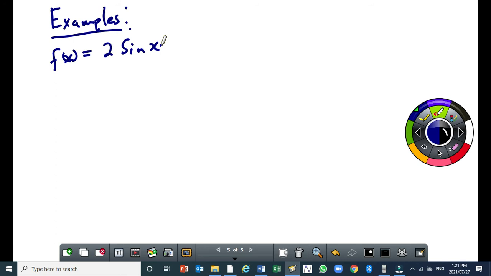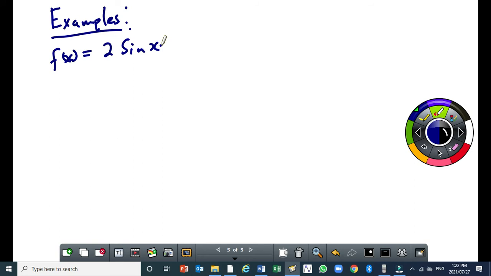So if the question says determine the amplitude of this graph here, the answer will be what? A 2. If there was a minus 2 there, then you take the positive, because amplitude is always positive. Yes, I'm emphasizing that because I've seen it during my teaching career, learners writing a negative amplitude. That's incorrect. Amplitude is always positive.